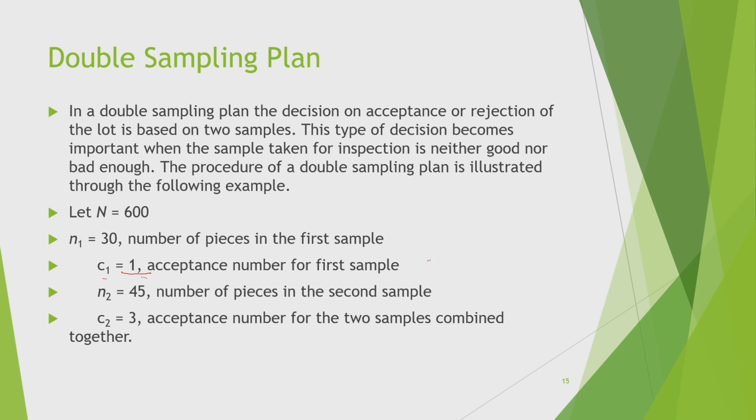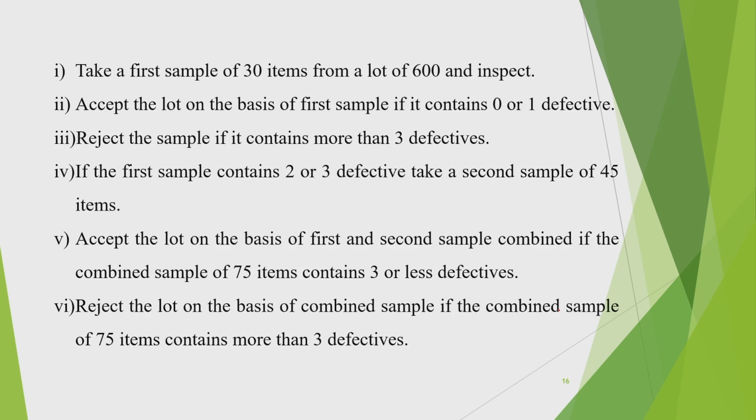But in that case, here mostly you will go for the second sample when the defect count comes out to be, let us say, 2, or it may come 3 also. Then also you can go for the second sample. If it is 2, then in the second sample you can afford only 1 defect. If it is 3, then in the second sample you can afford only 0 defect.